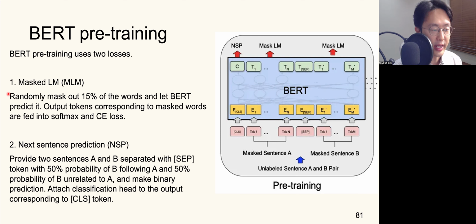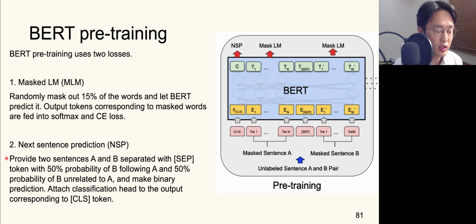And this is not a causal language model because BERT can use the words before and after the masked words to make the prediction. But nevertheless, to be able to make this kind of prediction, the BERT model needs to acquire some understanding of language. The other pretext task is next sentence prediction.